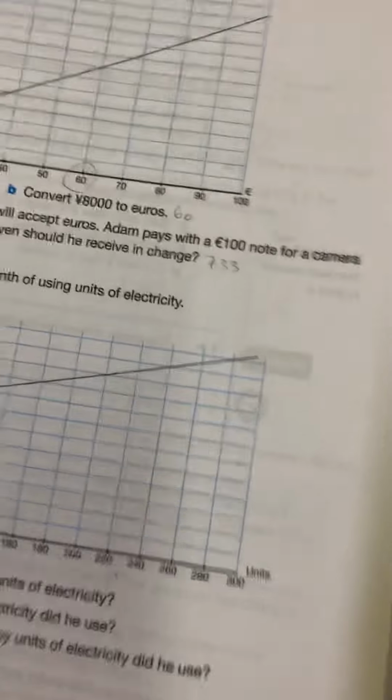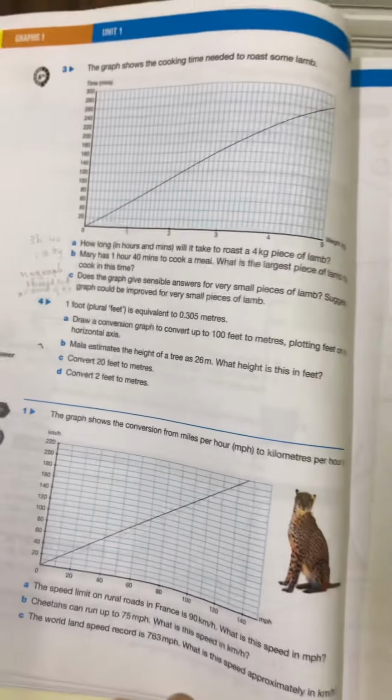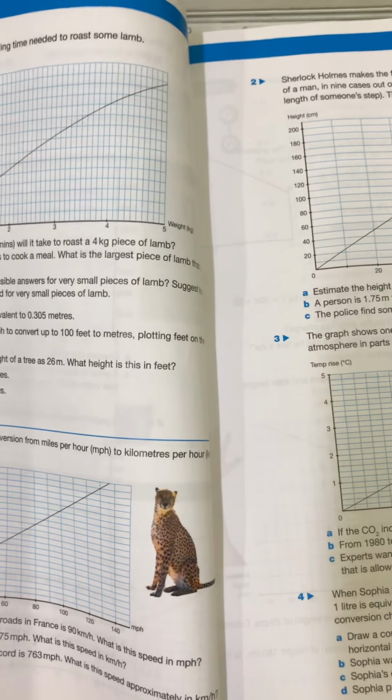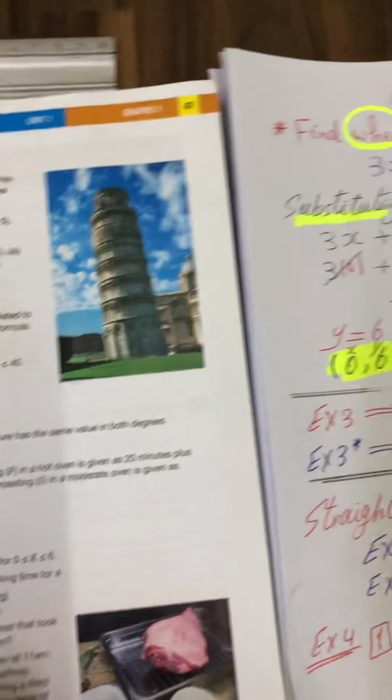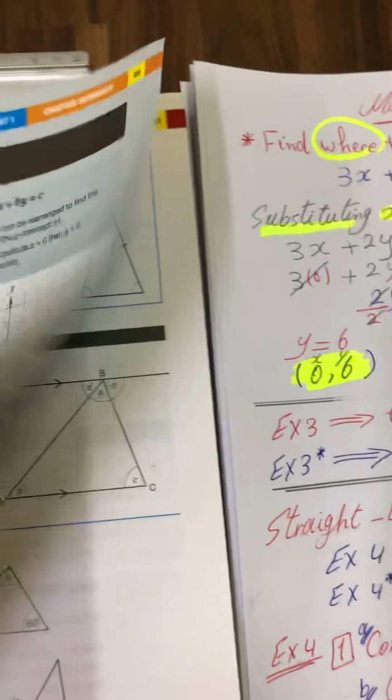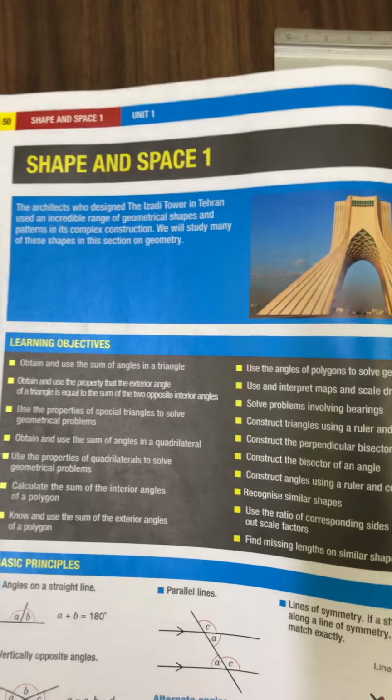Okay, this is the second lesson. And you have the same problems in exercise 4 and 4 stars, and all of them we solve in your homework. This way we finished the graph 1 and enter shape and space. Shape and space, page 50. Okay, this is our title.